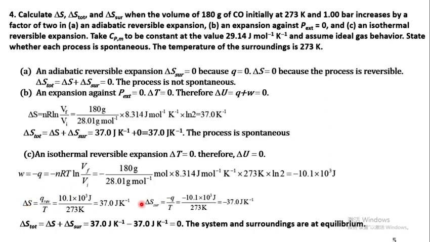Because this is a reversible process, the delta S of the surrounding equals this one. This means the Q of the surrounding equals the Q of the system. So we have the delta S total equals 0.